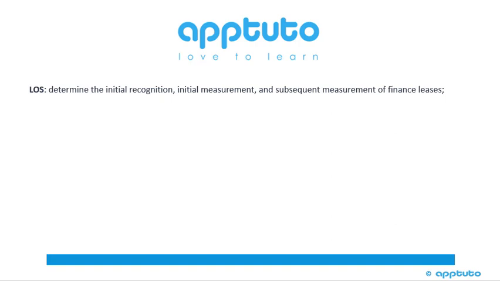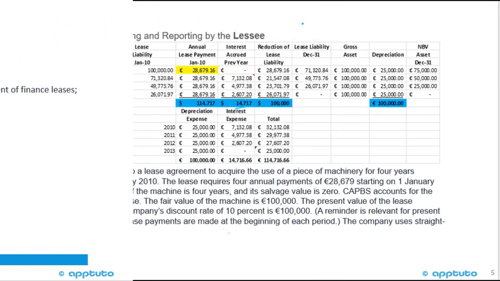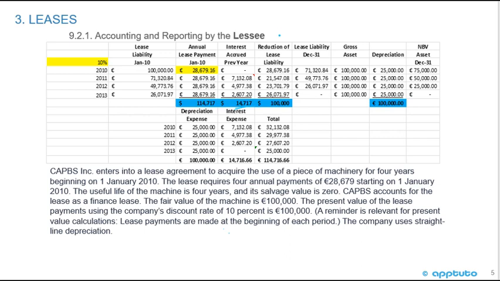This LOS is to determine the initial recognition, initial measurement, and subsequent measurement of finance leases. So we're just going to walk through some of the accounting now with regards to the lessee, okay? And so this is the example in the text. I'm using the exact same numbers.